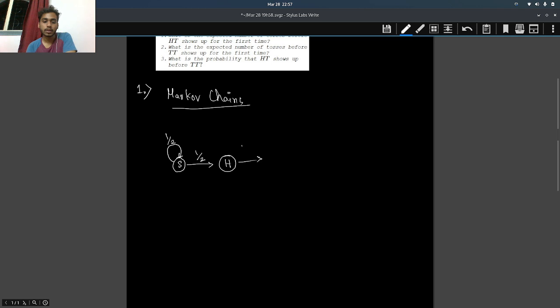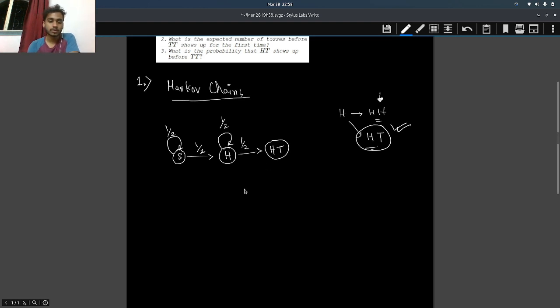And there is another half probability of reaching HT. There is half probability of reaching the same state, because if another H comes, there are two possibilities, either HH or HT will come, right? If HH comes, basically we are starting from the H position again. If HT comes, then we have reached our final destination, right?